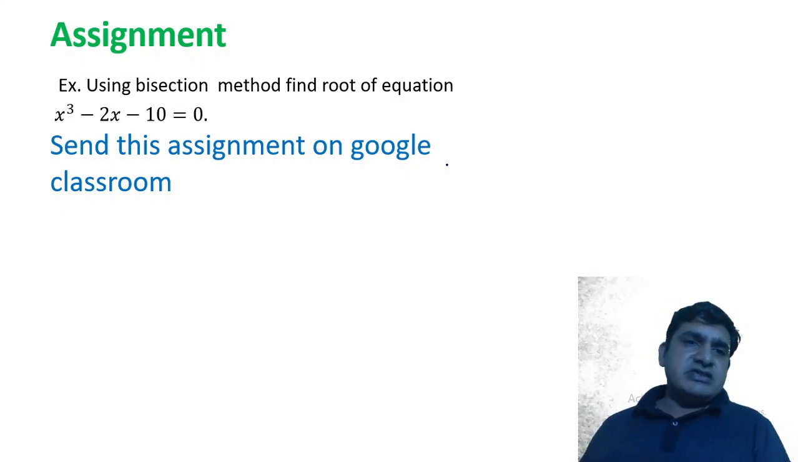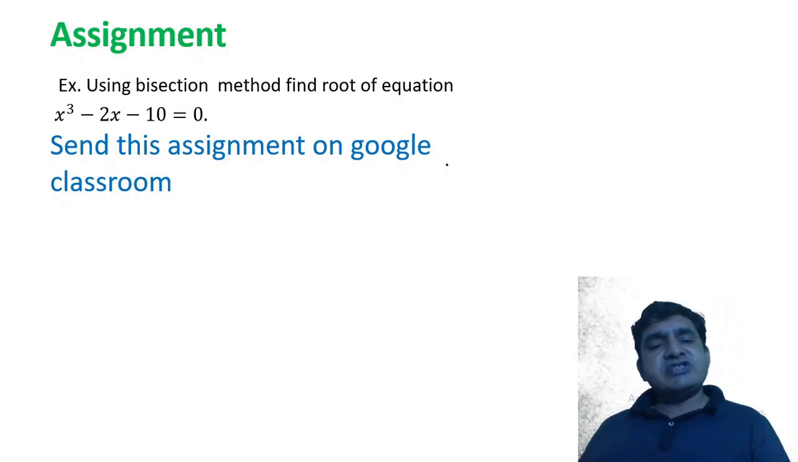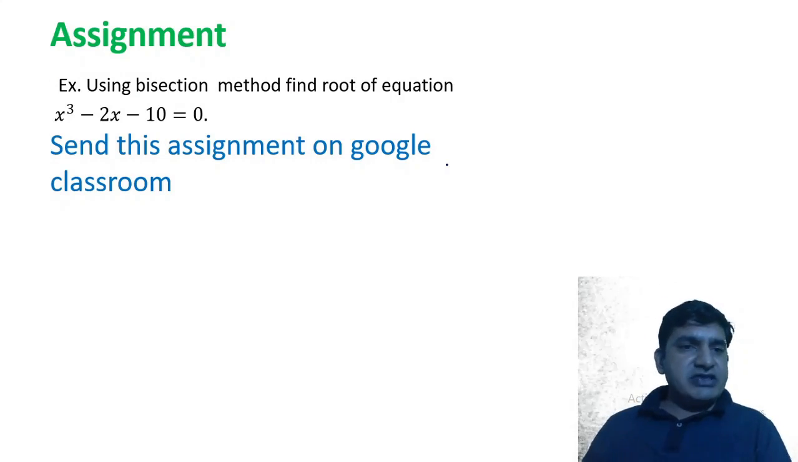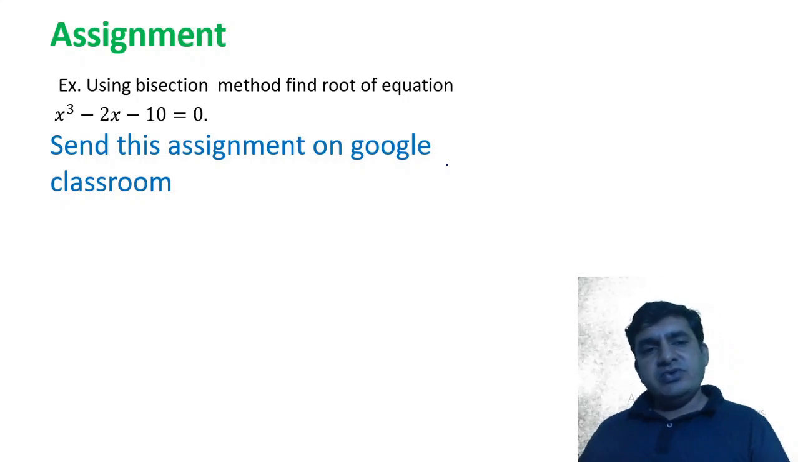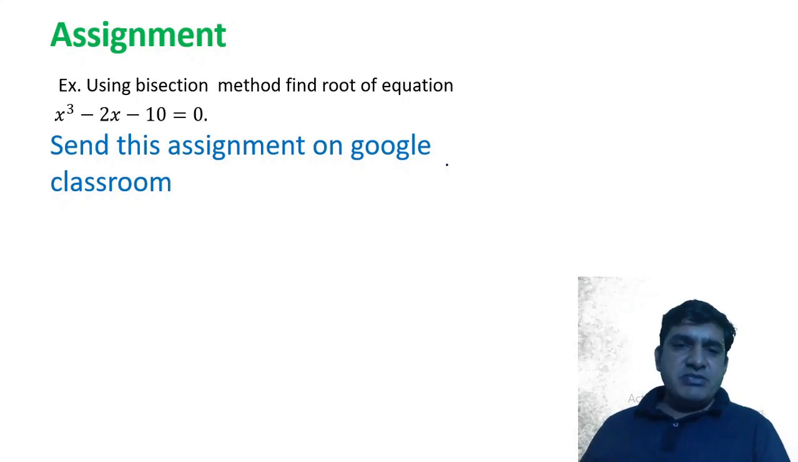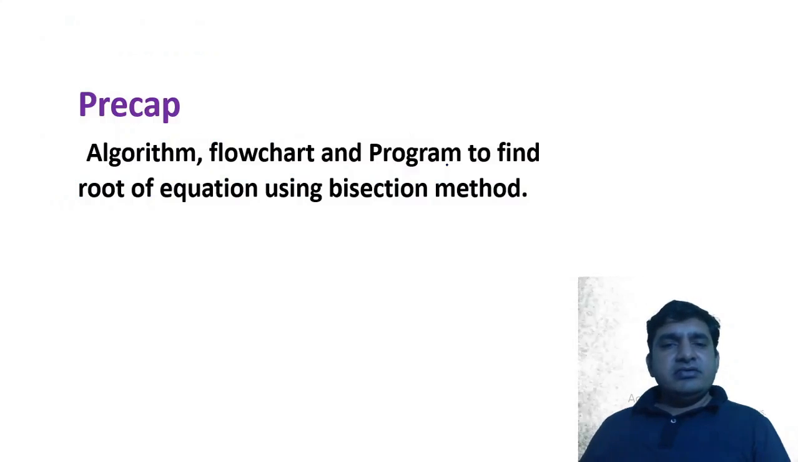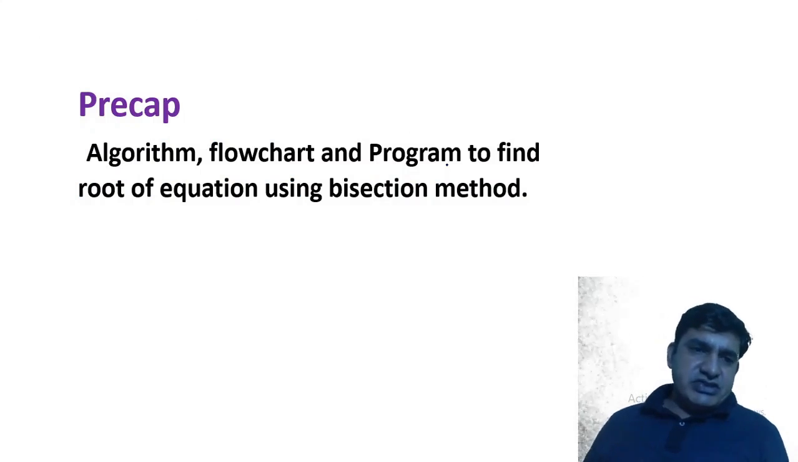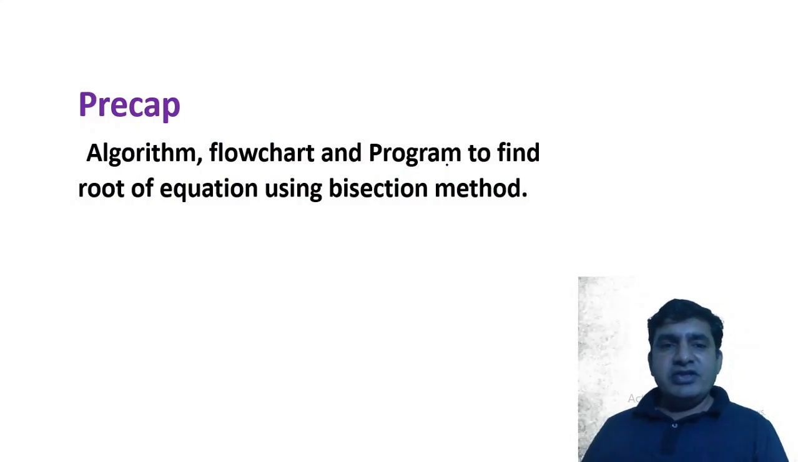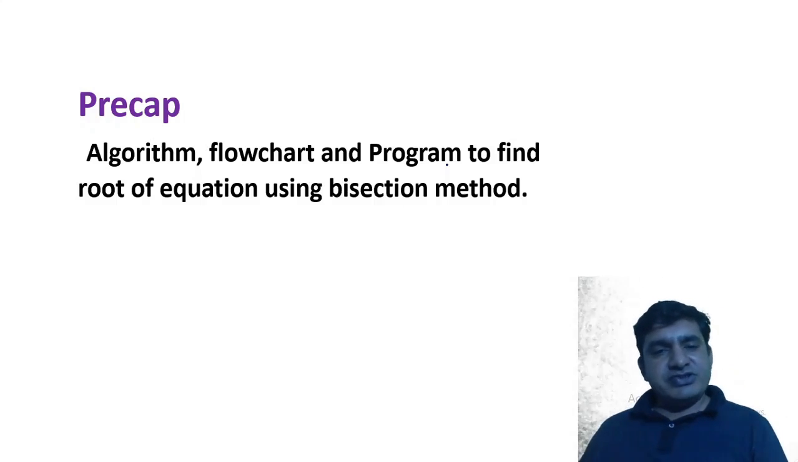Now you have an assignment. Using the bisection method, find a root of the equation x cube minus 2x minus 10 is equal to 0. Send this assignment on Google Classroom. After this lecture, or in the next lecture, we will see the algorithm, flowchart, and program to find the root of an equation using the bisection method. Thank you.